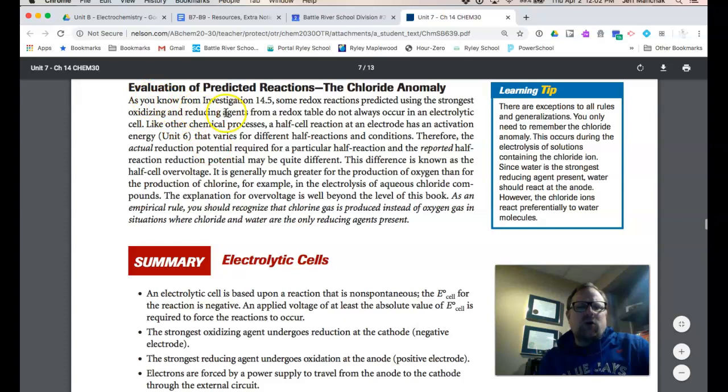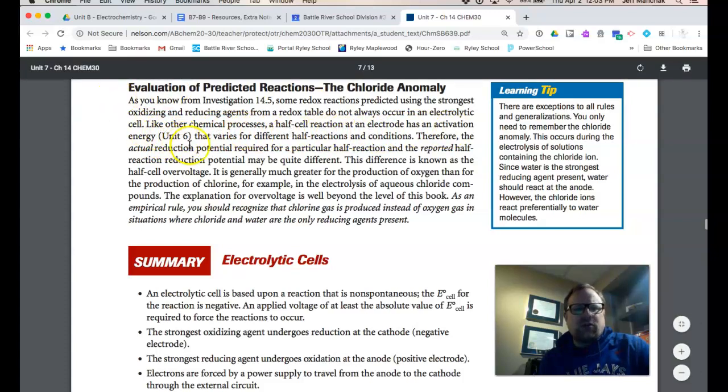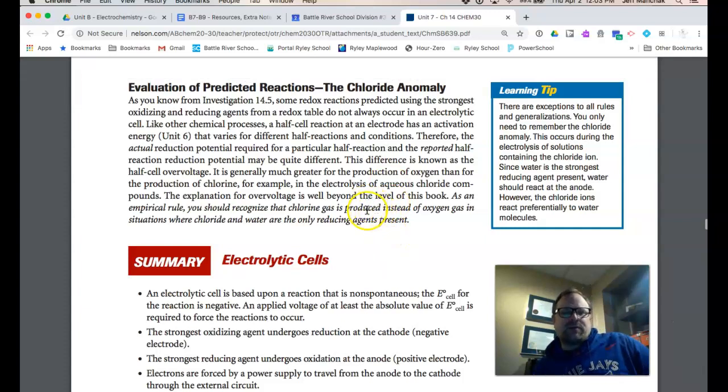So as you know, we didn't do investigation 14.5, but some redox reactions predicted using the strongest oxidizing and strongest reducing agents from the table do not always occur in an electrolytic cell. So we're dealing with an electrolytic cell. Like other chemical processes, a half-cell reaction at an electrode has an activation energy that varies for different half reactions and conditions. Therefore, the actual reduction potential for a particular half reaction and the reported reduction potential may be different. The difference is known as the half-cell overvoltage, and it is generally much greater for the production of oxygen than for the production of chlorine.